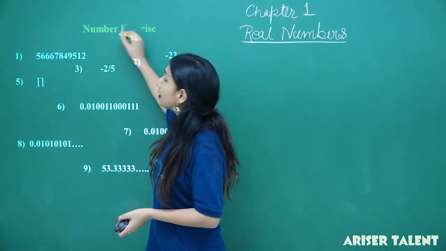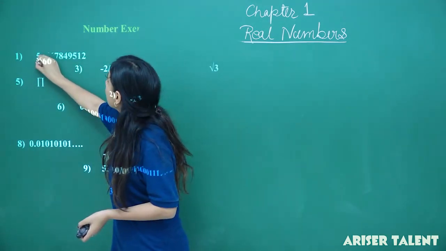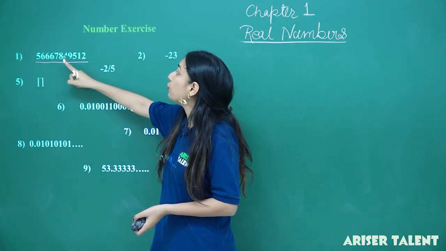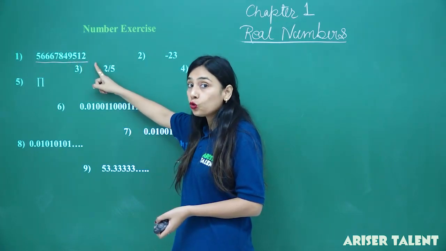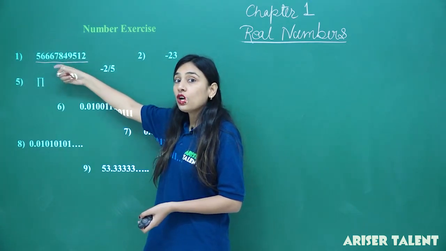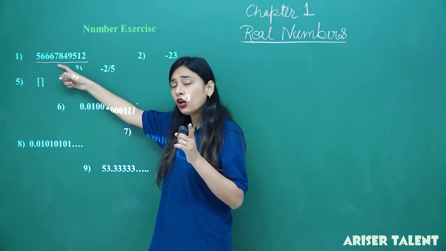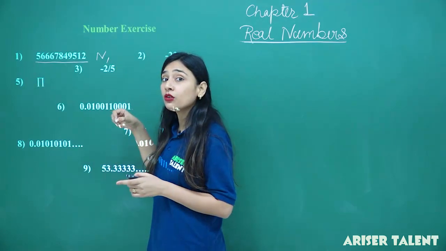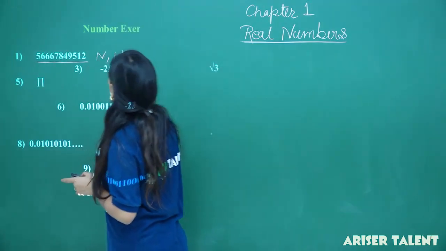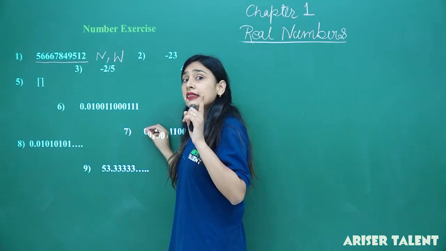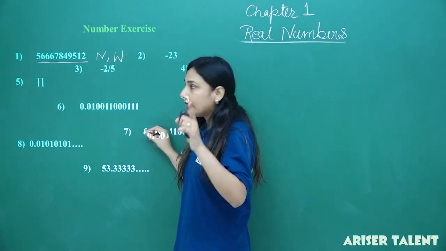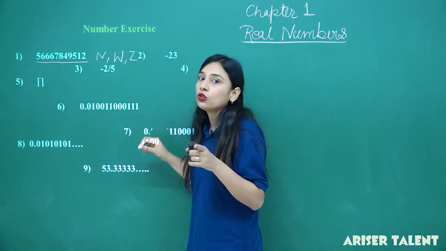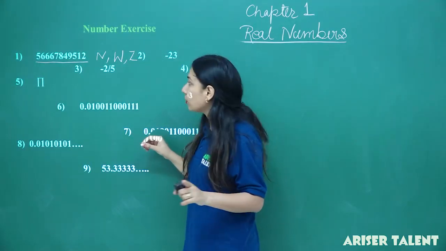Now number exercise. The first number is 5, 6, 6, 7, 8, 4, 9, 5, 1, 2. Okay, so is this number a natural number or not? Yes, it is a natural number. A whole number or not? Yes, it is a whole number. Is it an integer or not? It is an integer. Is it a rational number or not? No, it's not a rational number.